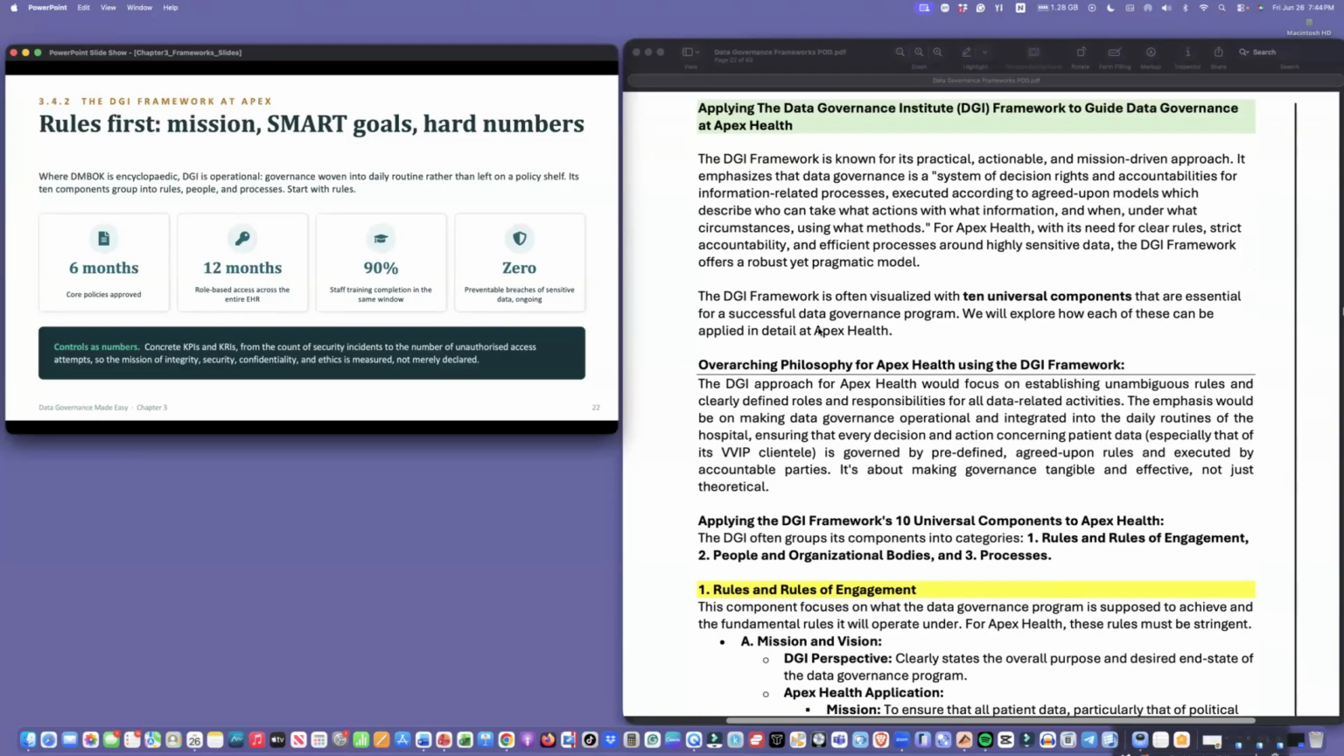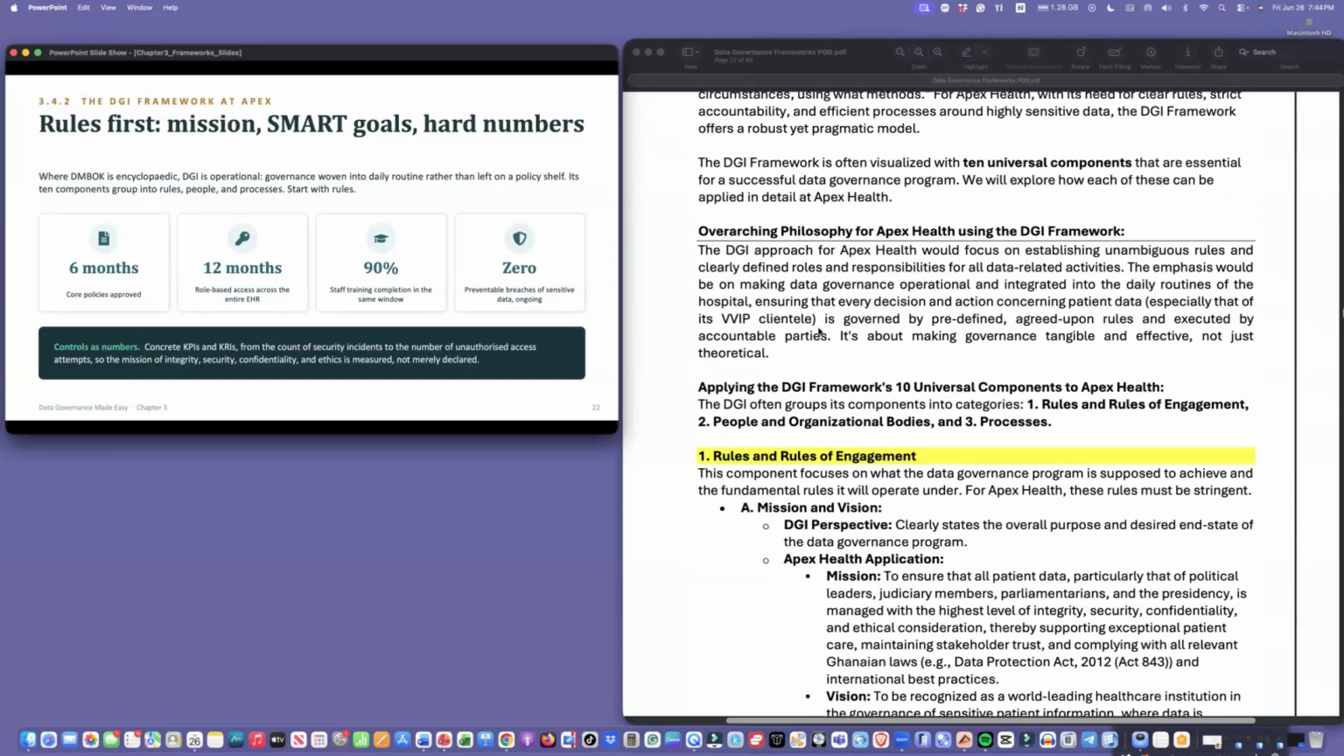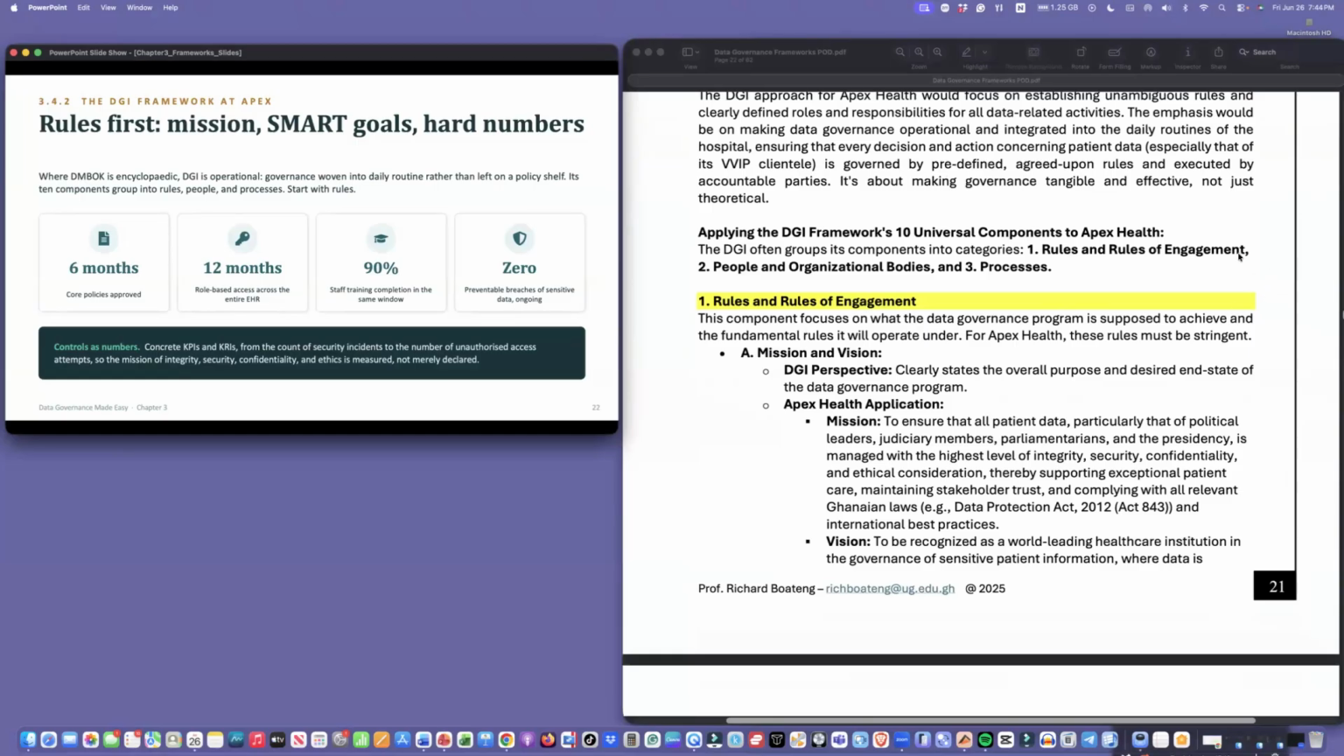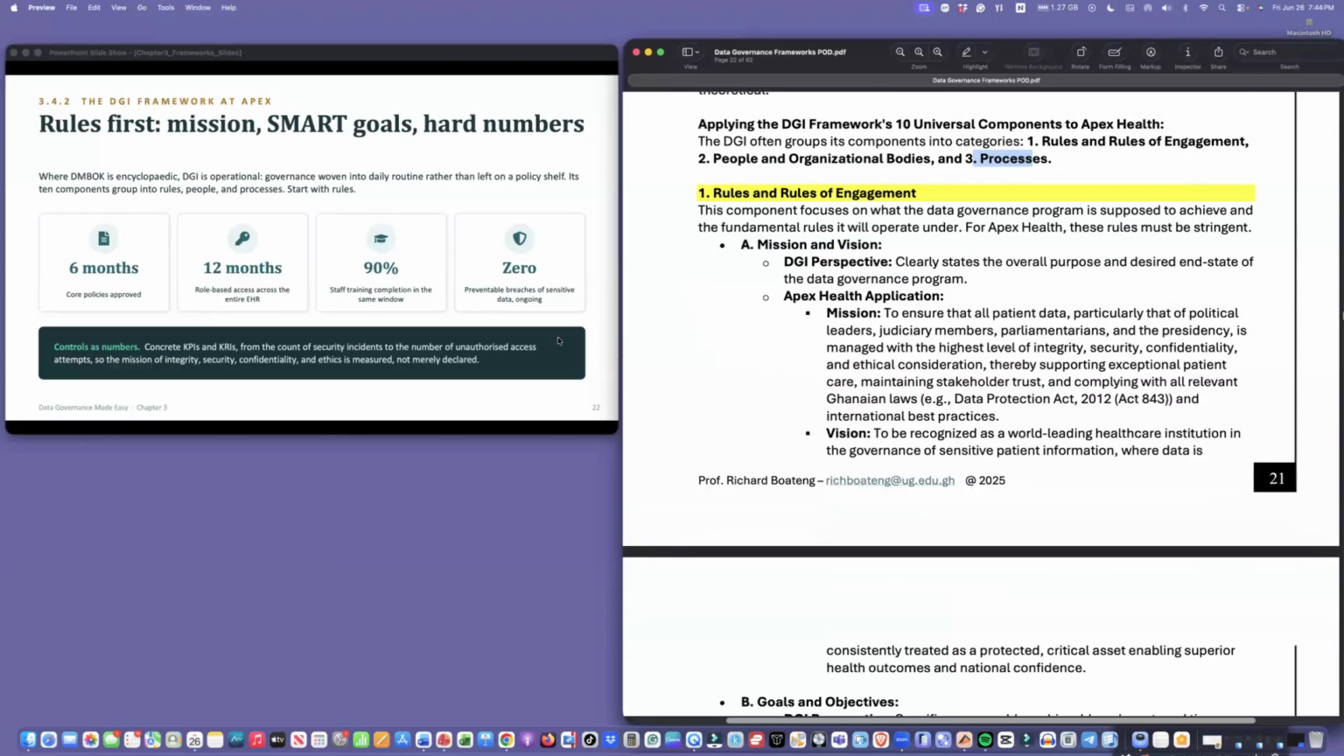Now, these principles are going to be divided into categories. I mentioned to you that some of them combine the components into categories: the rules and rules of engagement, the people and organizational bodies, and then the processes. Listen to it again. They have the rules, the people and organizational bodies, and then the processes. Under the rules, they have what we may call the mission and the vision, and then what they want to achieve.